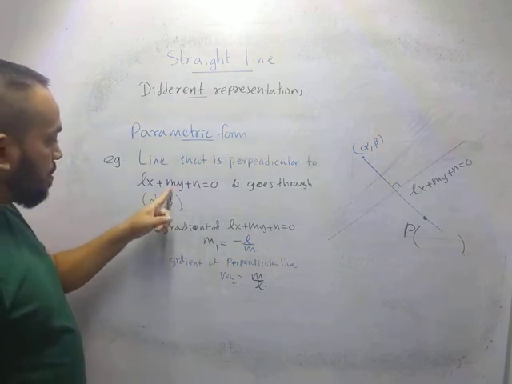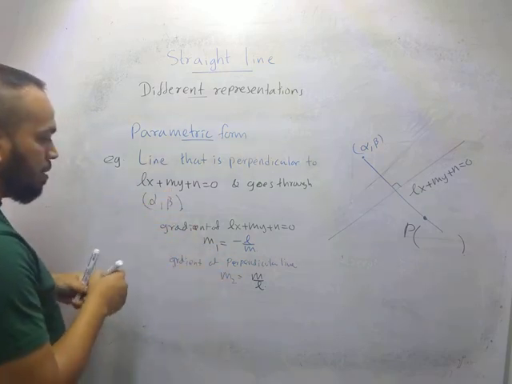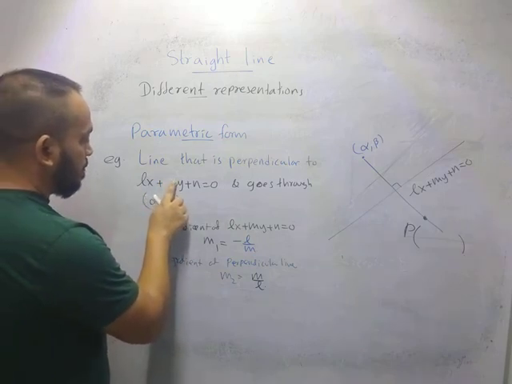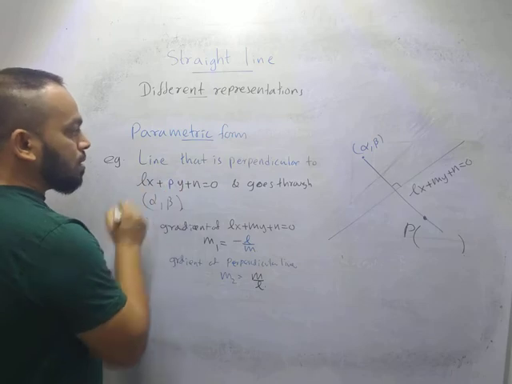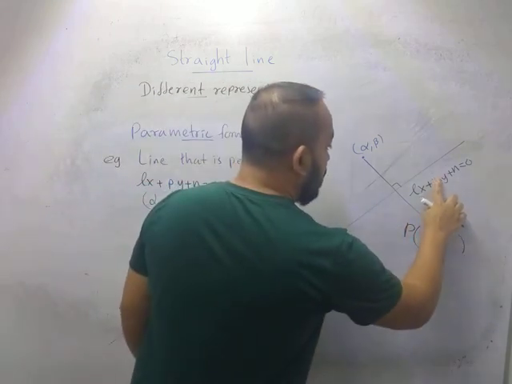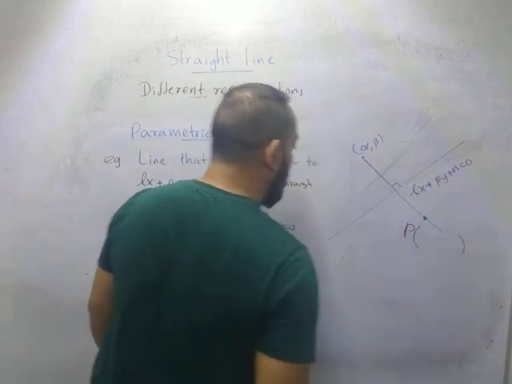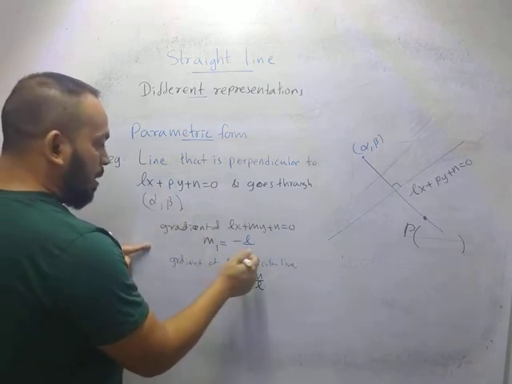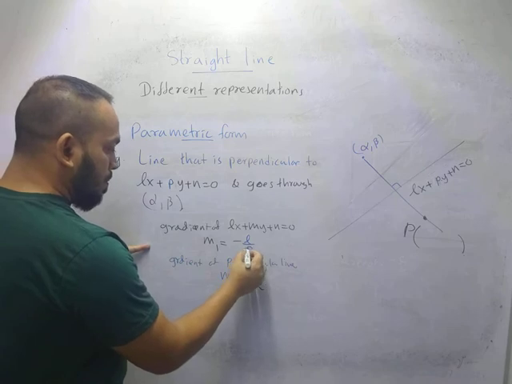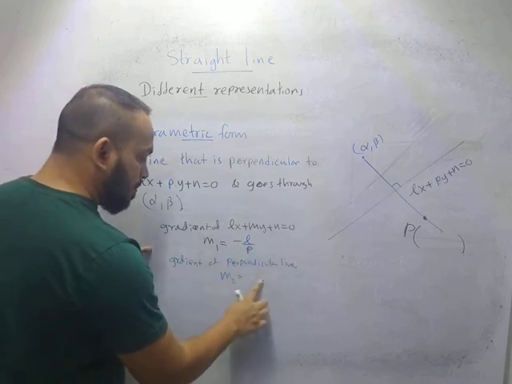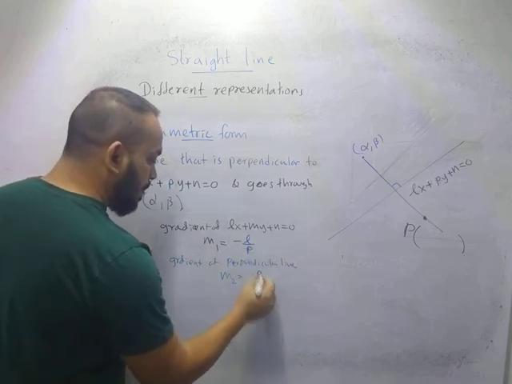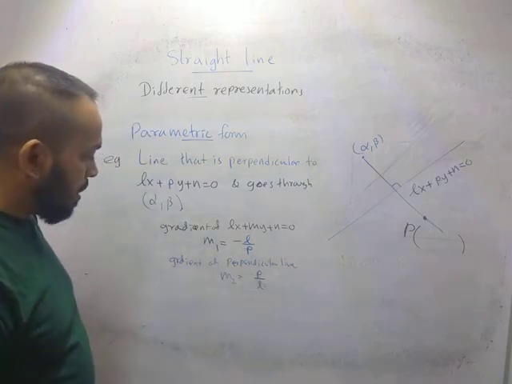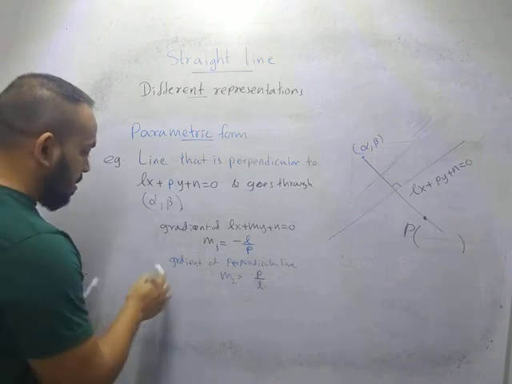Do not confuse this M with the gradient. Let me use another letter, say P, so the gradient would be L divided by P and P divided by L. There is some confusion with the naming of the gradient.